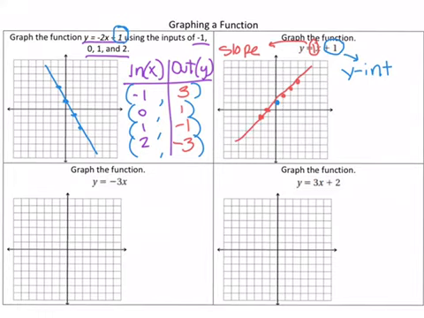Go ahead and do the next 2 on your own. Check back and see if your graphs look the same. All right, these are the graphs that you should have gotten. Make sure that you have the same points and that your line is straight and that your answers are correct.